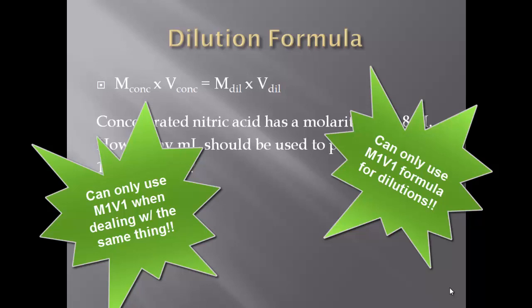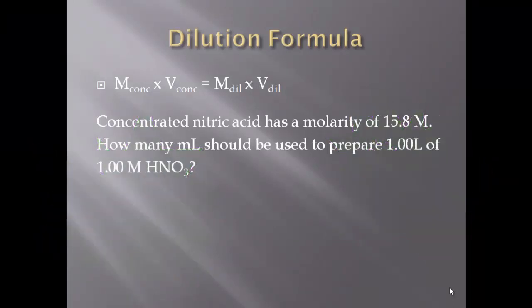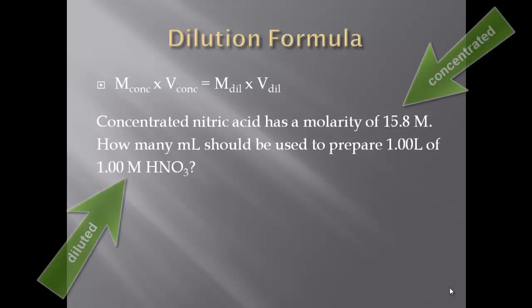So of course you know that dilute solutions can be prepared from concentrated solutions, and typically a desired volume or mass of the concentrated solution is transferred to a volumetric flask and then diluted to the intended volume with the solvent. So let's go ahead and try to do this problem. It should be super simple. Concentrated nitric acid has a molarity of 15.8 molar. How many milliliters should be used to prepare 1 liter of a 1 molar nitric acid solution?